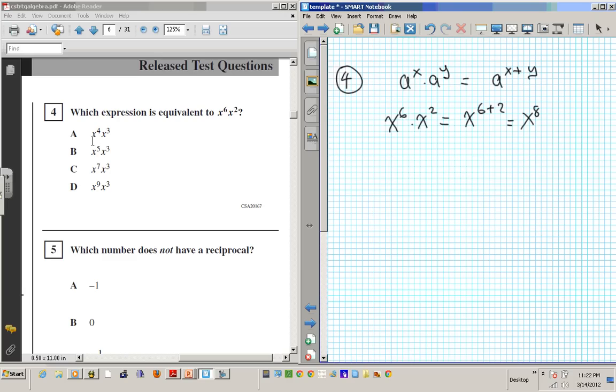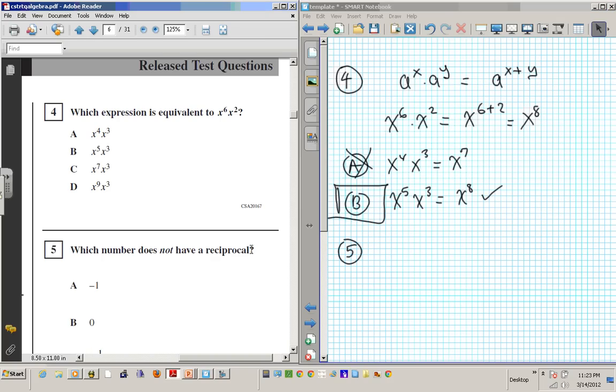Now, which of these powers add up to 8? For A, x to the 4, x to the 3rd, that one is x to the 7. That's wrong. For B, we have x to the 5th, x to the 3rd. We add the powers, x to the 8th. Voila, that's the one we need. This one is x to the 10, this is x to the 12. So these two fail. So our answer for number 4 is B. Alright, number 5.